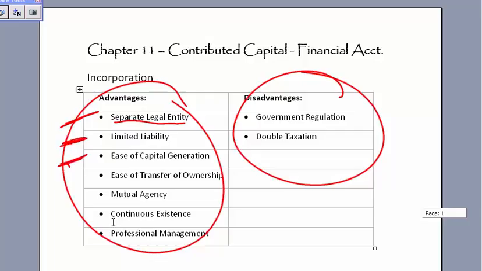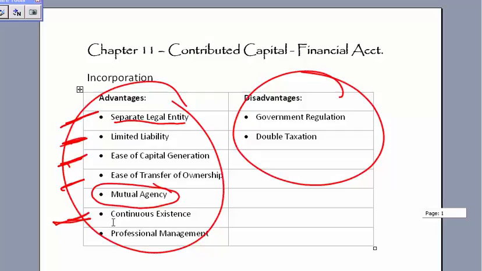Banks are more willing to lend money to corporations because sole proprietors have a mortality issue, the fact that they die. So a corporation with its continuing existence is a better deal to lend money to. It's very easy to transfer the money. You just sell your share of stock.